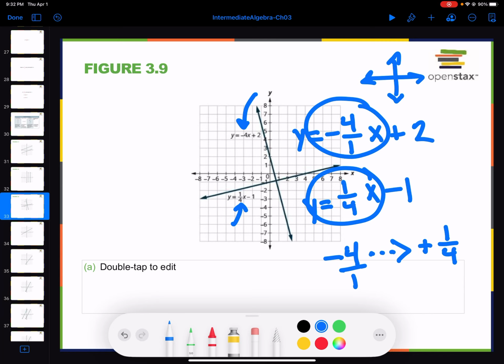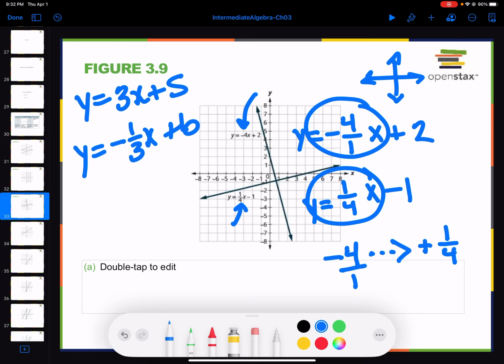So for example, let's say we had y equals 3x plus 5. What would our perpendicular slope be? What would our perpendicular line be? In this case, it would be y equals negative 1/3 x plus, let's just say, plus b.